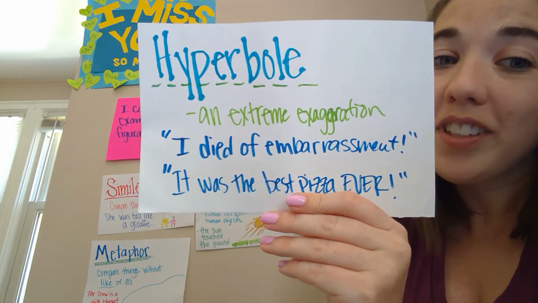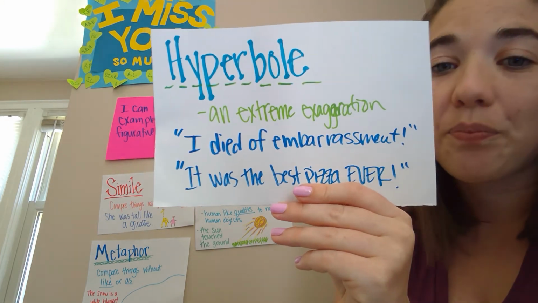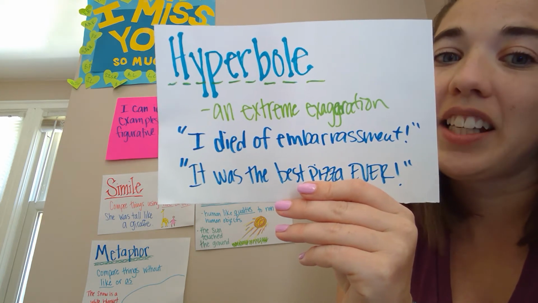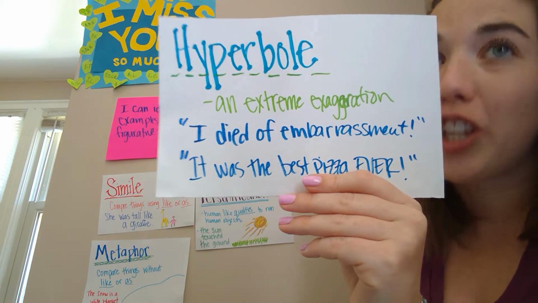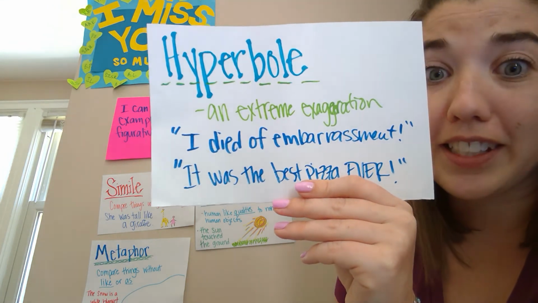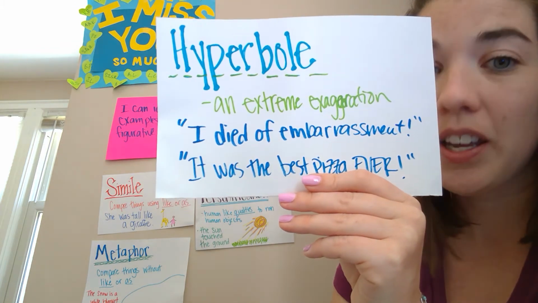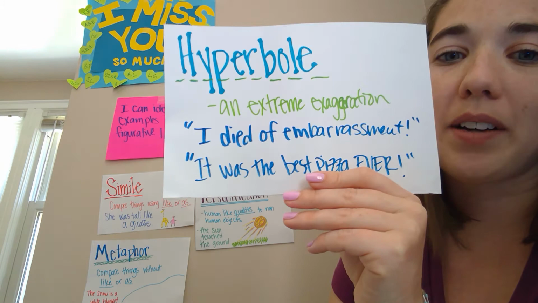It is usually things that we actually say a lot of hyperboles in a day. One example is, I died of embarrassment. If you say that, that just means that you are really embarrassed, but not that you actually died of being embarrassed. So it'd be exaggerating or kind of being extra or over the top about something.